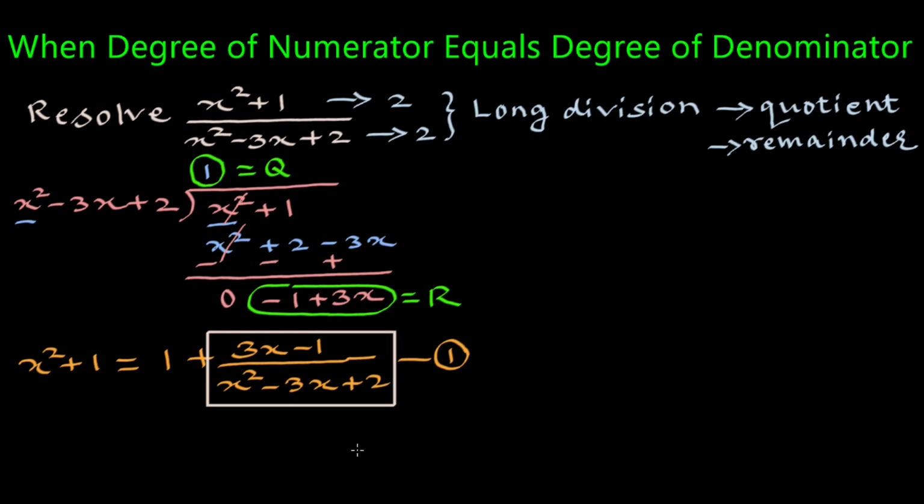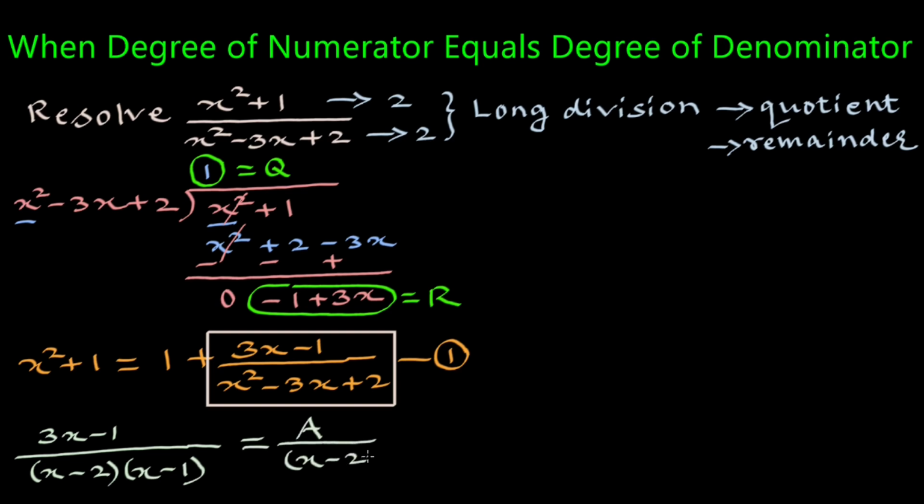So now we will find partial fractions of 3x minus 1 upon factorizing x square minus 3x plus 2. Its factors will be x minus 2 into x minus 1. That we write as a upon x minus 2 plus b upon x minus 1. So this gives 3x minus 1 equals a into x minus 1 plus b into x minus 2.